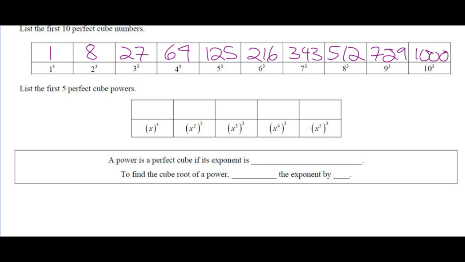This is the first 5 perfect cube powers. So x cubed is x cubed. X squared cubed is x to the 6th. X cubed cubed is x to the 9th, x to the 4th cubed is x to the 12th, and lastly x to the 15th. So a power is a perfect cube if its exponent is not all odd. 6 is not odd. So what's it got to be? 3, 6, 9, 12, 15. A multiple of 3.